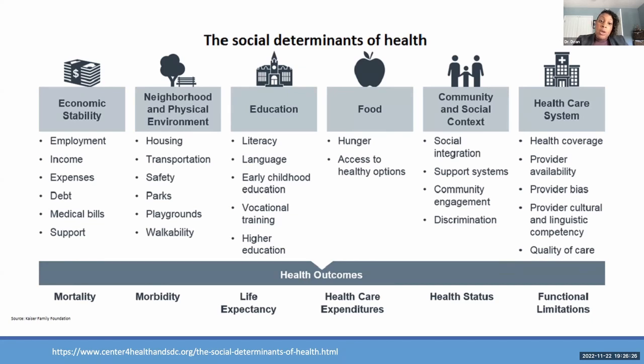If we think about something like food, we might be thinking about hunger. We might be thinking about whether or not someone has access to healthy options or potentially lives in a food desert. We might also think about the community context. How integrated are communities? What sort of community engagement is there? Is discrimination happening in those communities?